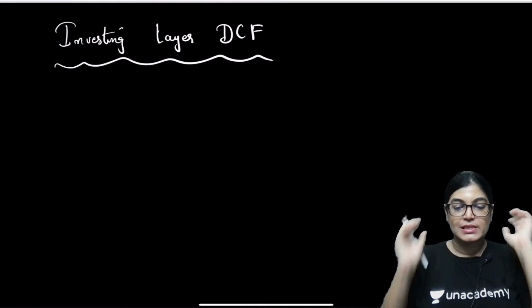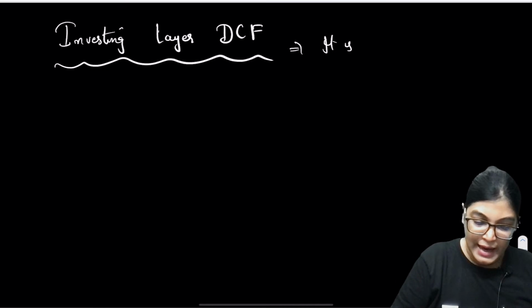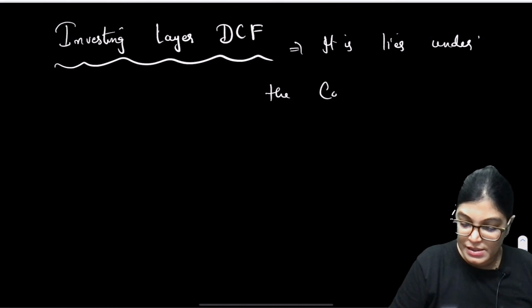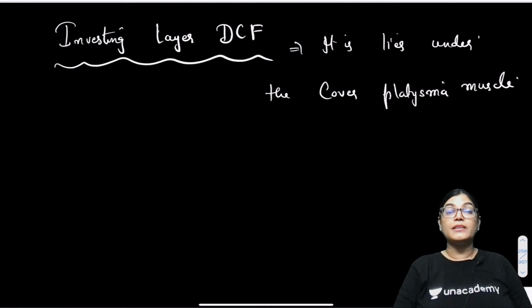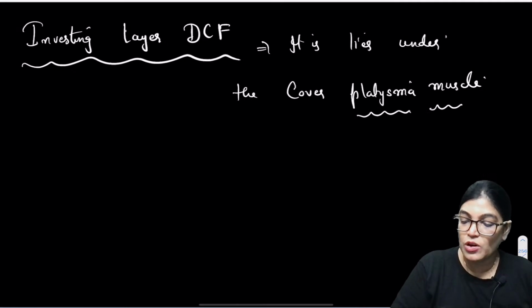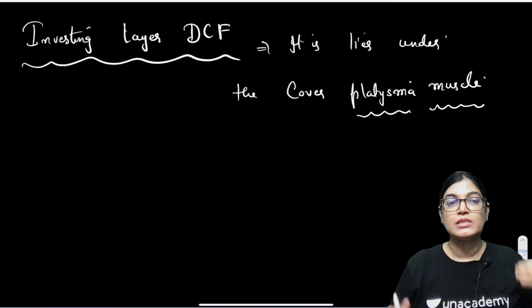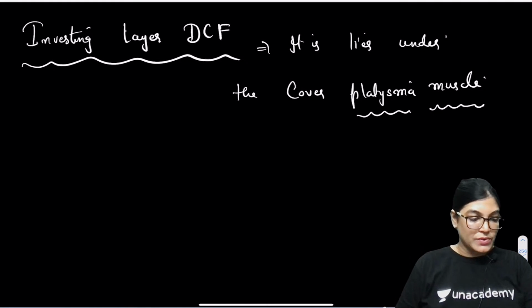The exact location of this layer is that it is lying beneath the platysma muscle. It lies under the cover of platysma muscle, and the platysma muscle is the muscle which is lying in the superficial cervical fascia. This is an example of panniculus carnosus. The investing layer of deep cervical fascia is located under the cover of the platysma muscle.